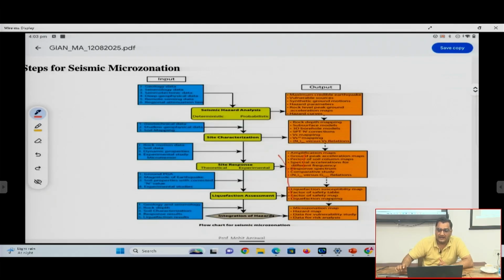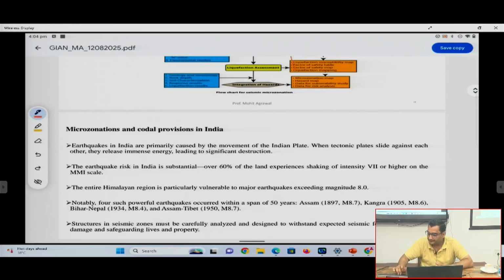Okay, thereafter you can do other kinds of assessment like liquefaction assessment, landslide assessment, or maybe tsunami modeling, and finally you can integrate all the steps together to find out the final value of the hazard. Okay, now these are the steps of seismic microzonation.